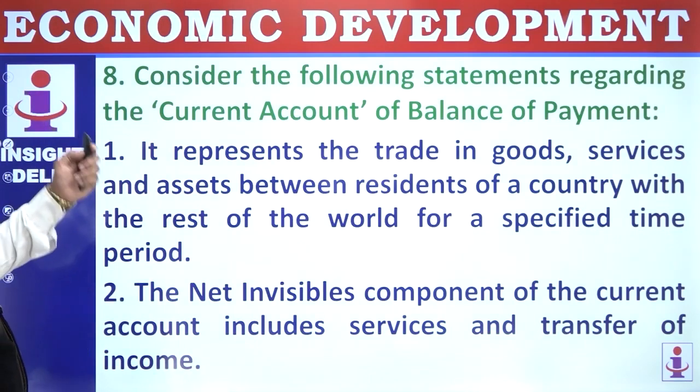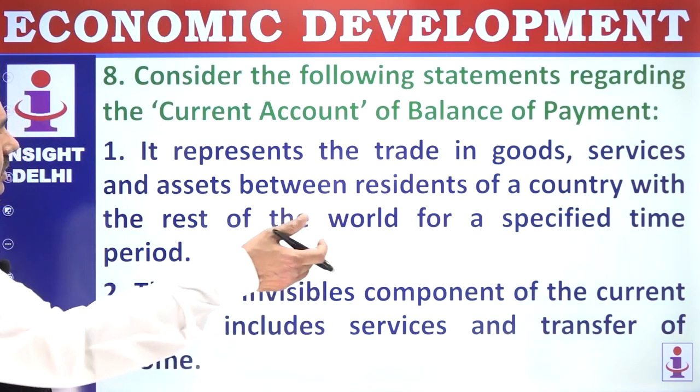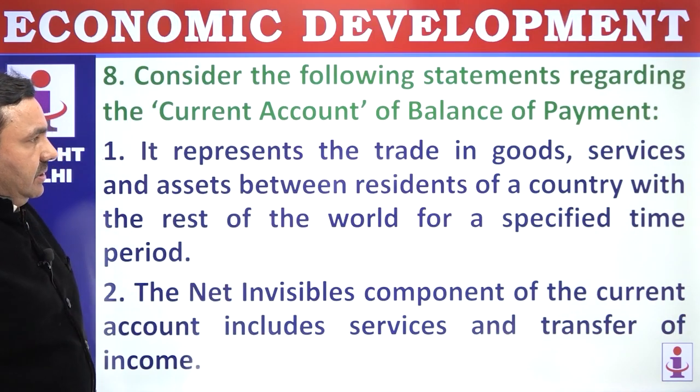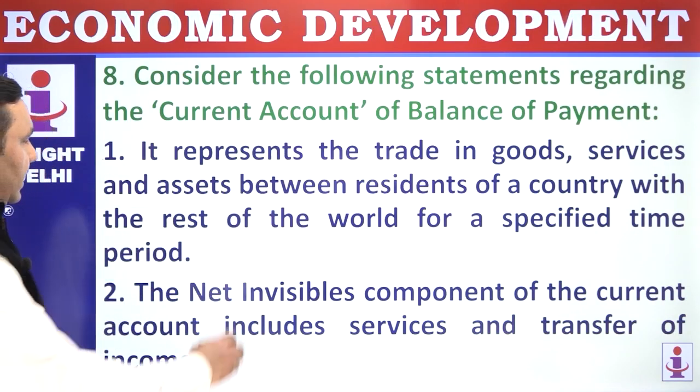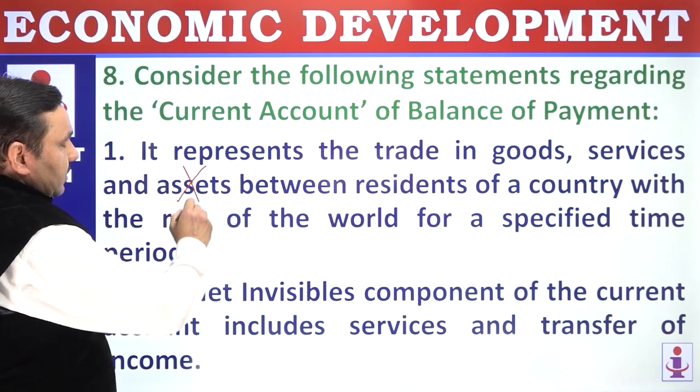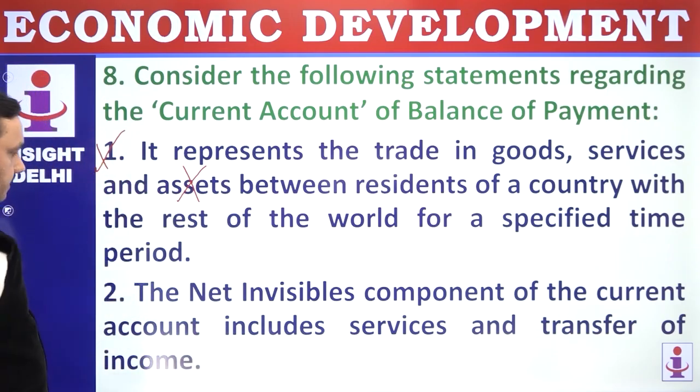Consider the following statements regarding the current account of the balance of payments. So we have the current account as well as the capital account component in balance of payments. It represents trade in goods and services, but not assets. Assets will come in the capital account. So this is a wrong statement here.